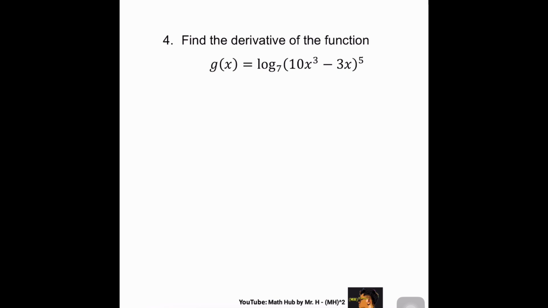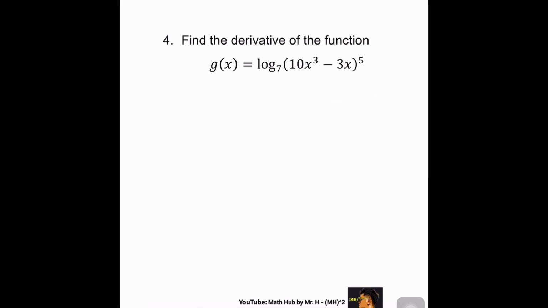Find the derivative of the function g of x equals log base 7 of 10x cubed minus 3x to the power of 5. All right, so remember the rule in finding the derivative. For this one it will be 1 divided by ln of a times 1 divided by u times the derivative of u, so du over dx.